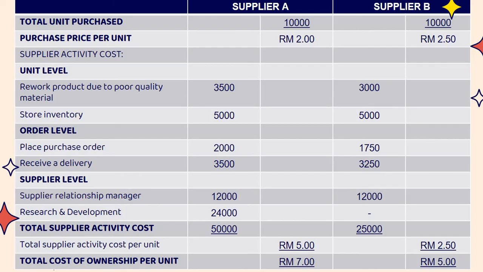This is an example of a calculation of the total cost of ownership per unit. We take a look at supplier A and supplier B. We can clearly see that the purchase price per unit for supplier B, RM2.50, is higher than supplier A, RM2. We can also see that the total supplier activity cost of supplier A is higher than supplier B. After adding the purchase price per unit and total supplier cost per unit, we find that the total cost of ownership per unit of supplier A is actually higher than supplier B, even though the purchase price per unit of supplier A is lower.